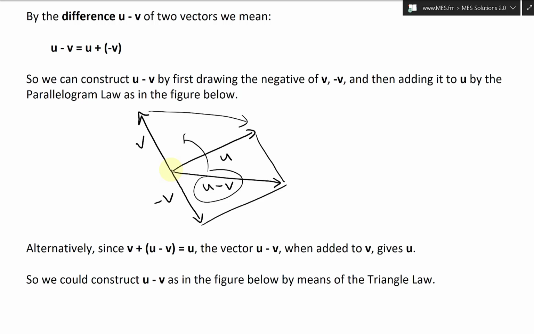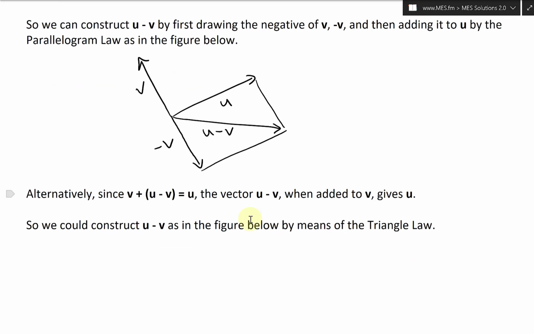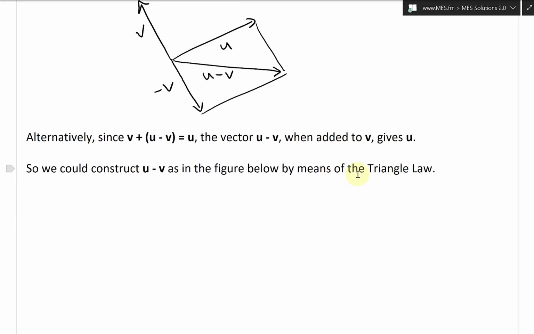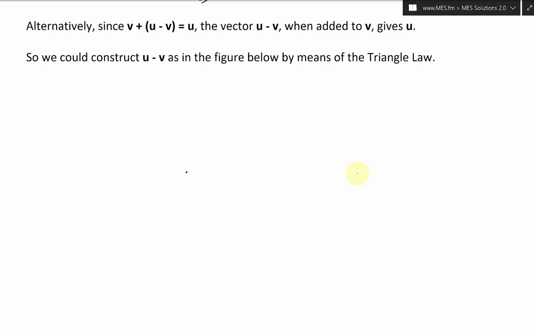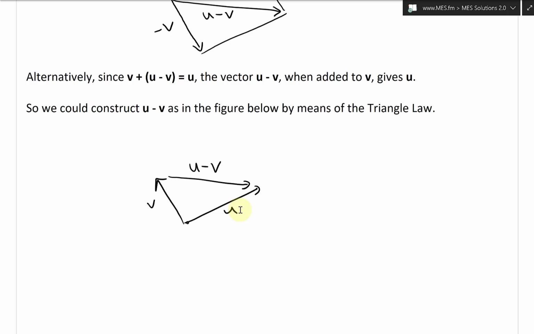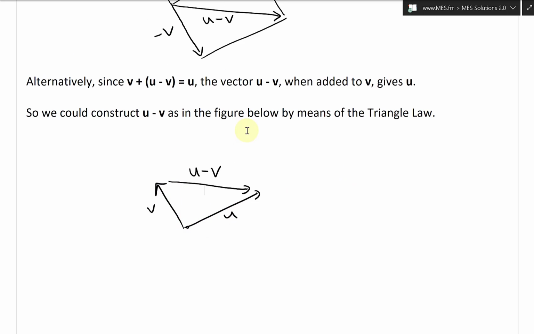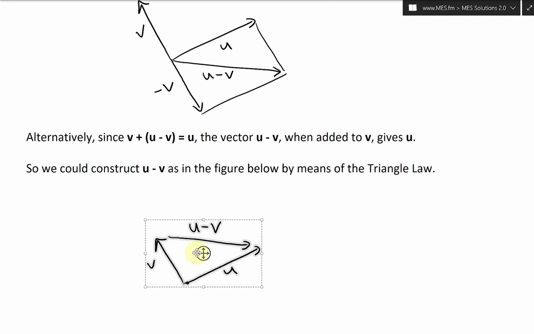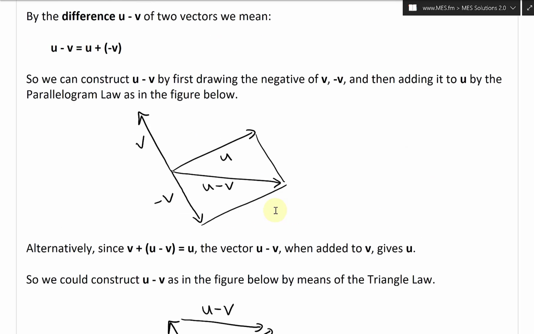I'll just erase all this. So u minus v, when added to v, gives u. So we could construct u minus v as in the figure below by means of the triangle law. We draw u here, and then v is here, and then we'll just go downwards. This is just u minus v. So basically, instead of adding on top, we can just subtract like this, using the triangle law. Yes, that's fascinating stuff.